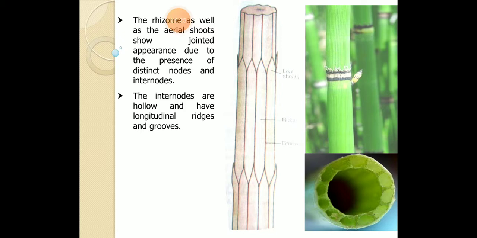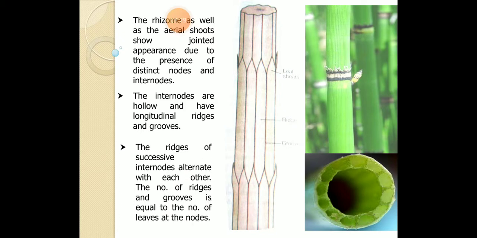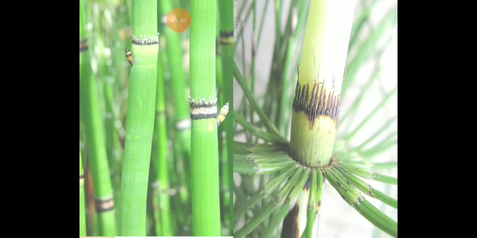The internodes are hollow and have longitudinal ridges and grooves. The ridges of the successive internodes alternate with each other, and the number of ridges and grooves is equal to the number of leaves at the nodes. So this is the internodal region, and this is the nodal region, which has the leaves.